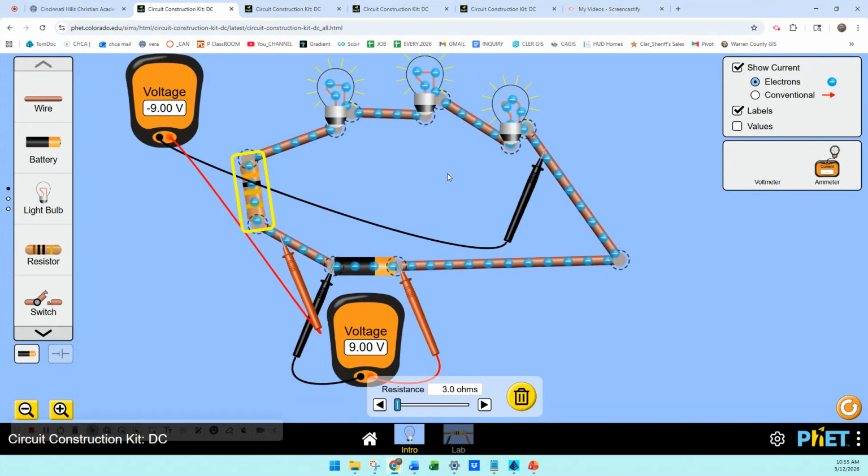And that is the loop rule summarized for you.